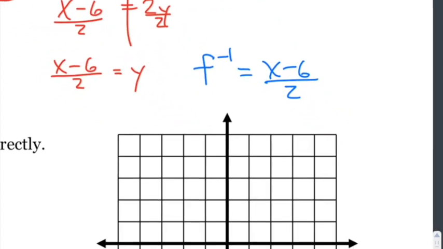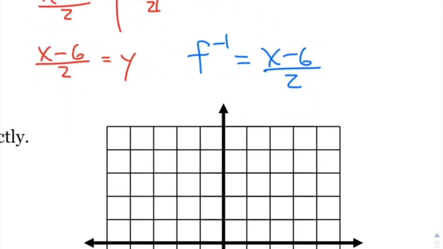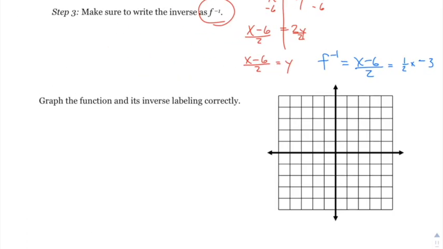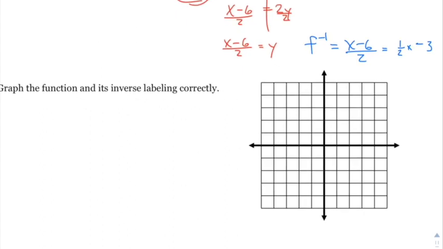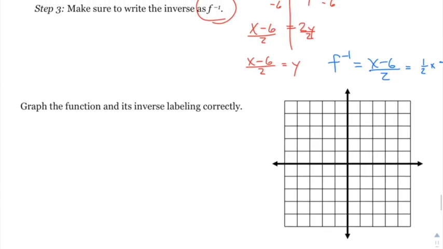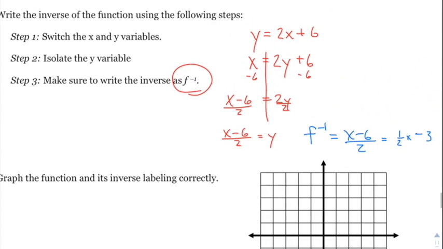And then actually, too, it's going to help us for graphing here. I'm going to actually write it like this. I'm going to write it as 1/2 x, dividing x by 2, 1/2 x, and then minus 3. So that'll help us graph when we do that here. Graph the function and its inverse.